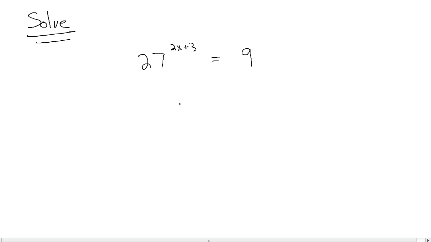Okay, let's solve a couple equations. When you solve equations and the variable is embedded in the exponent, you either have to solve it as an exponential equation or using logs. If your two bases can be written with the same base, then you can do it using exponential equations.